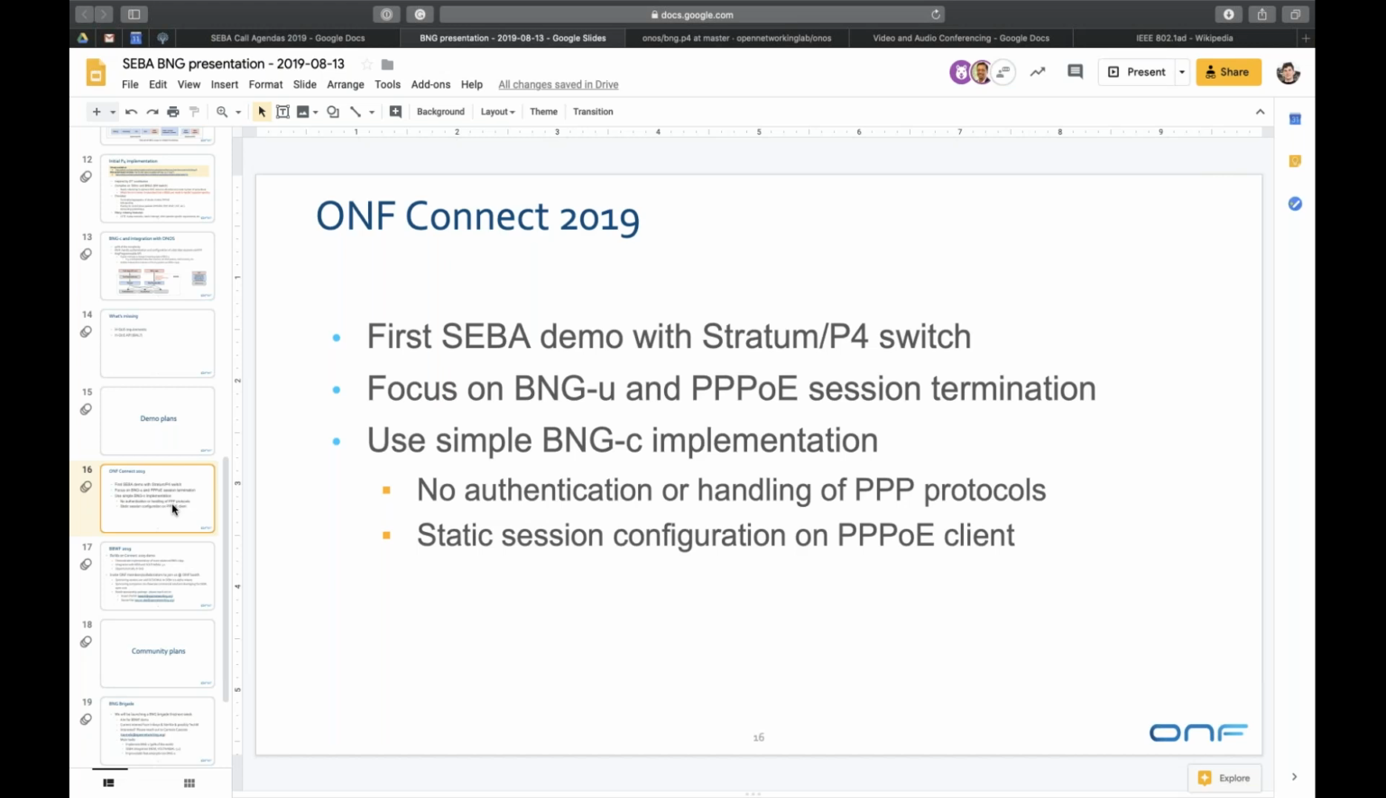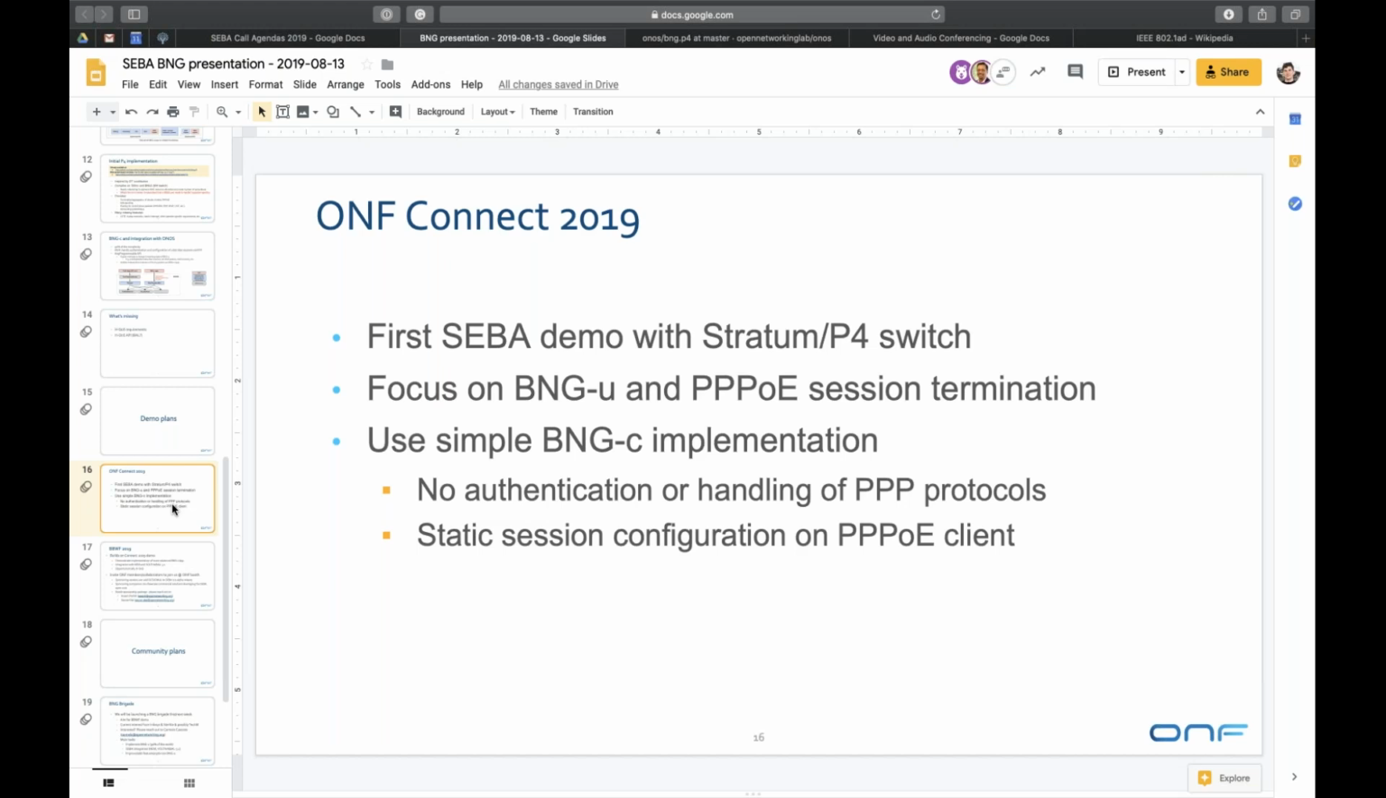The idea over here is to be able to demonstrate SEBA. There are actually 2 demonstrations of SEBA. The first one is what we have released as of July, as of last month, which is the SEBA 2.0 alpha release, and that will still have the aggregation switch with the external BNG, and the aggregation switch will be pure L2 functionality going from the OLT to the BNG and back.